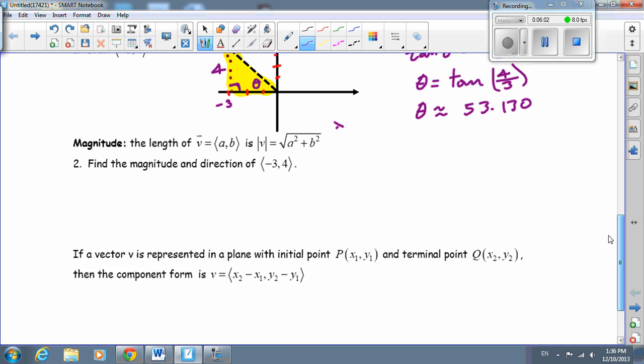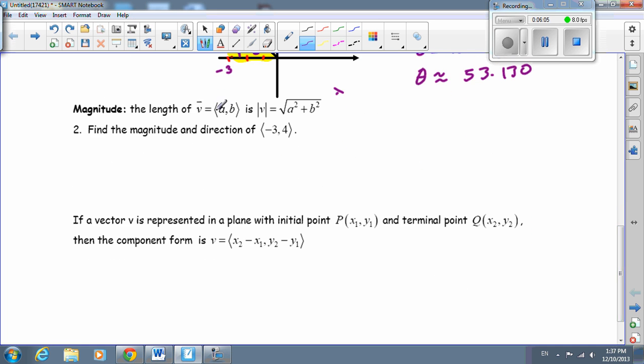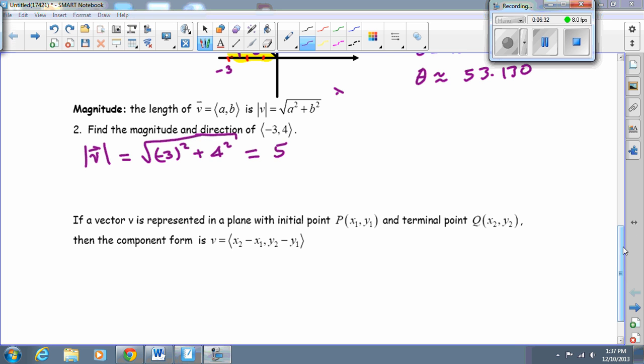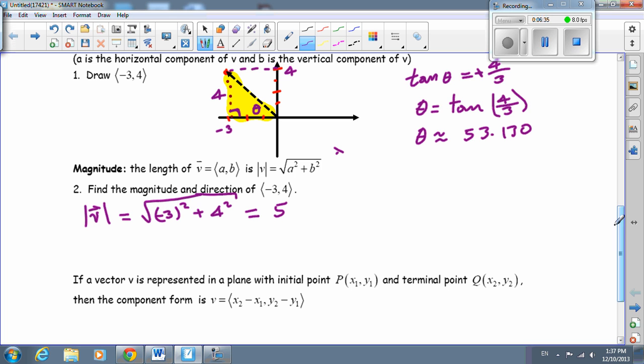All right, let's go ahead and look at the magnitude of v. To find the magnitude of v, I will write it like this. Note that it's not absolute value, but magnitude, and it is equal to the square root of (-3) squared plus 4 squared. And (-3) squared plus 4 squared will give you exactly 5. And that's your magnitude. Now, besides the magnitude, we also need to know the direction. Well, the direction is given by this angle.